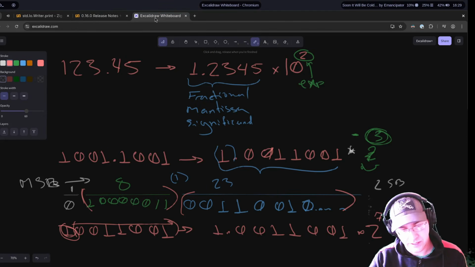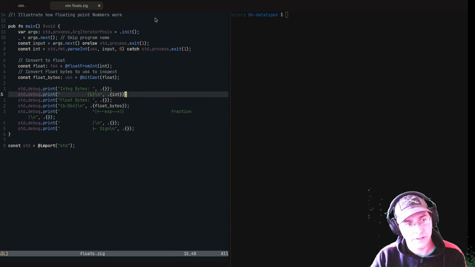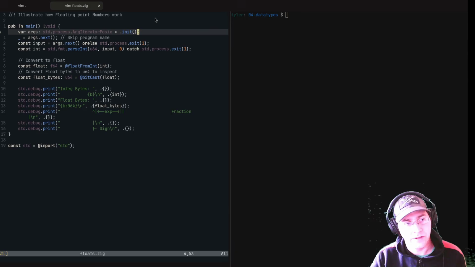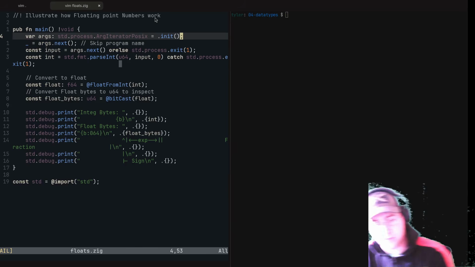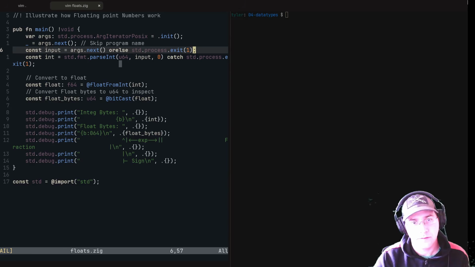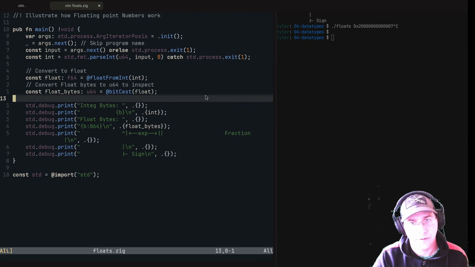Now, to illustrate this a little more, I wrote a simple little program here in Zig that illustrates it. Let me zoom in here. Okay.